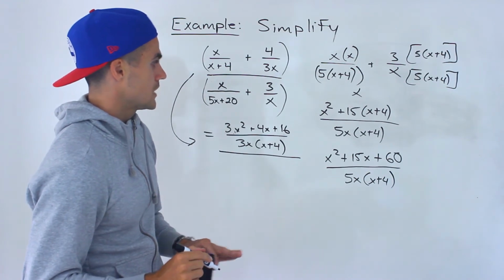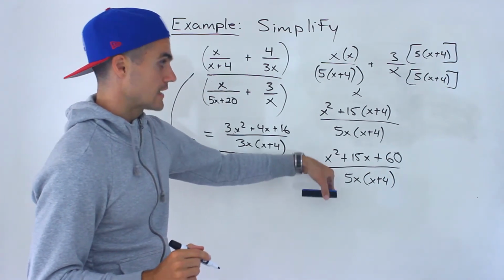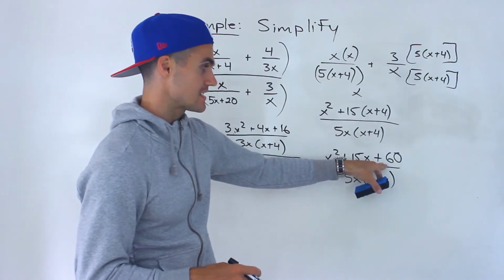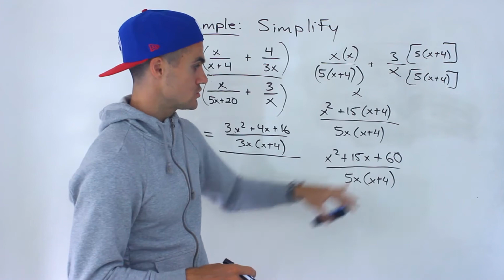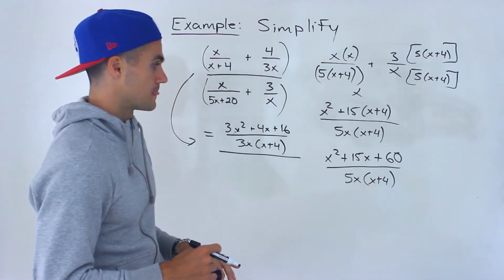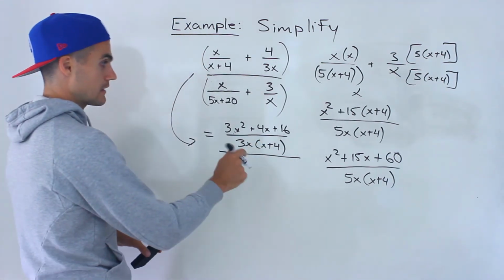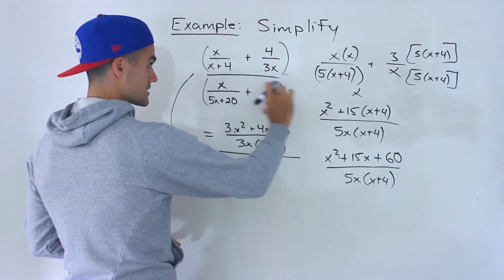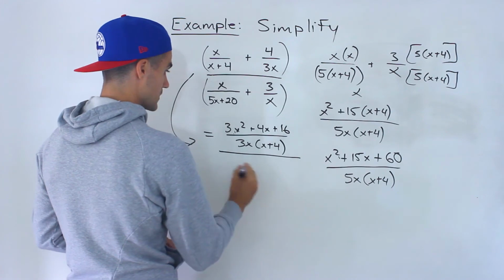It looks all good to me. Now, this x squared plus 15x plus 60 doesn't factor. There are no two numbers that multiply to 60 and add up to 15, right? So we just leave it like that. This expression simplified to this.